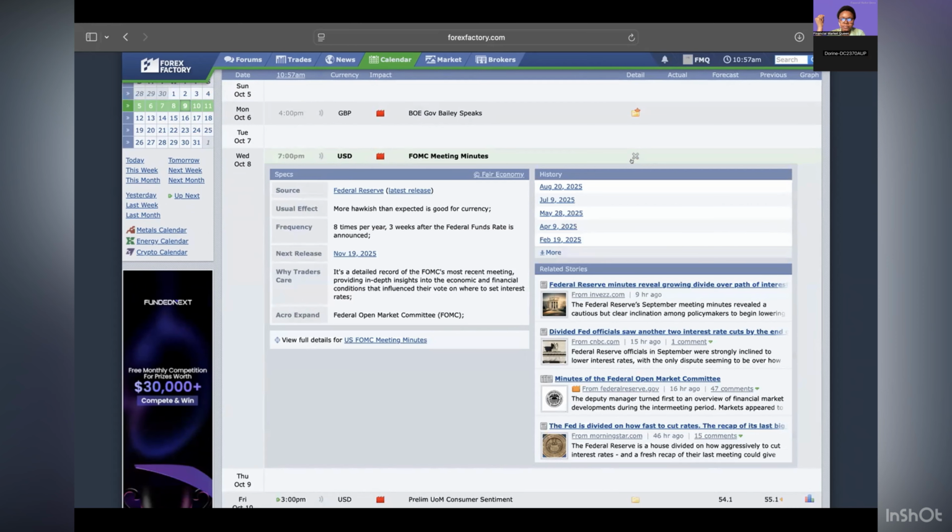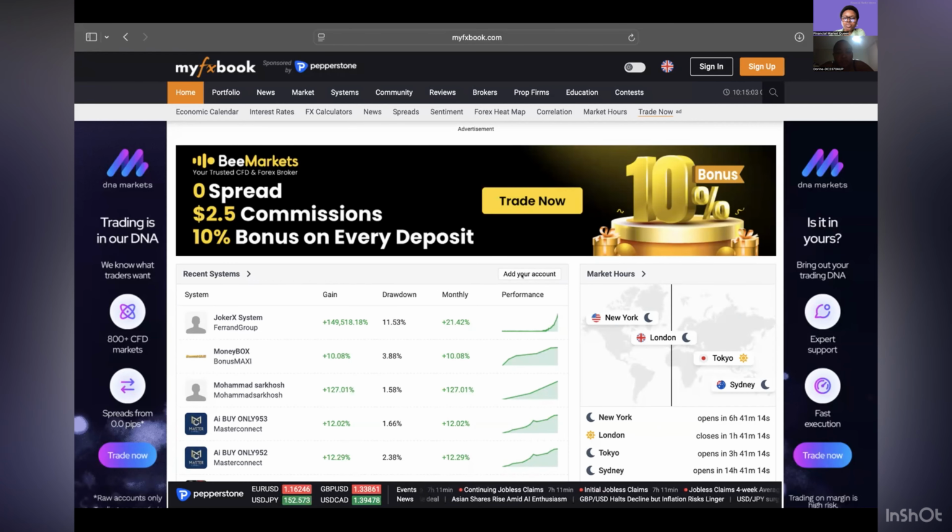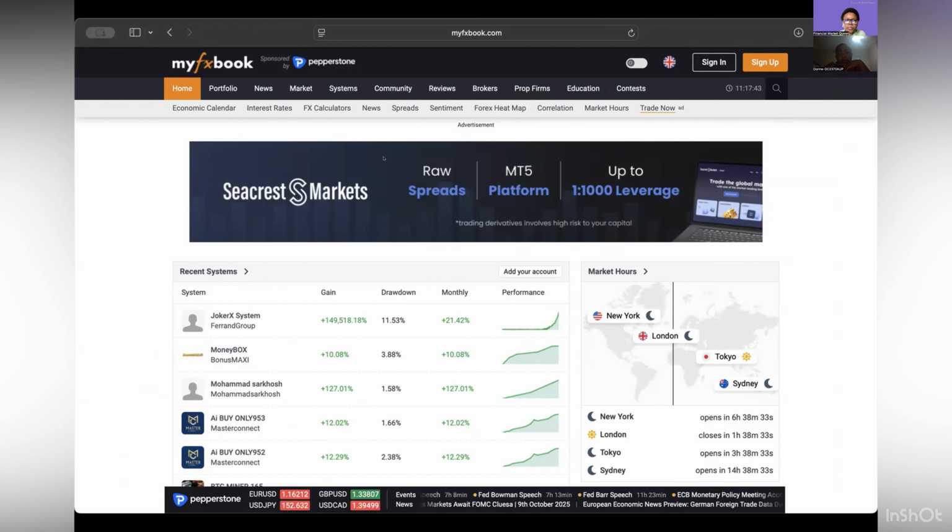Now we're moving to myfxbook. Go to where you have your Forex Factory, we're done with that, and just type myfxbook.com. At the top, underneath, you see economic calendar, interest rates, indicators. If you click on the economic calendar, it will show you the same thing we did on Forex Factory. They both carry the same data.